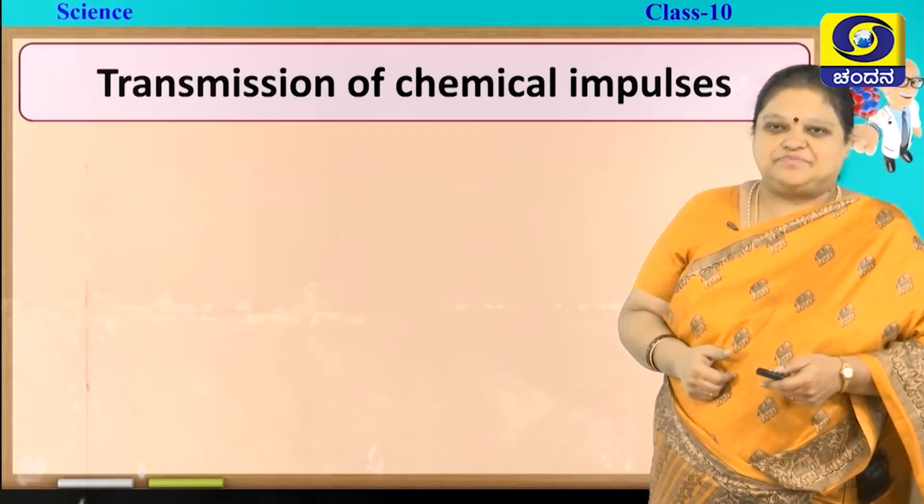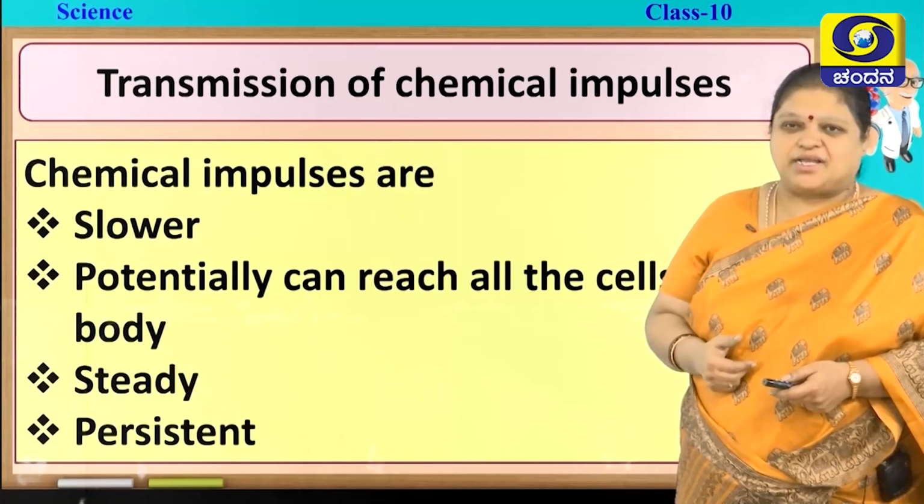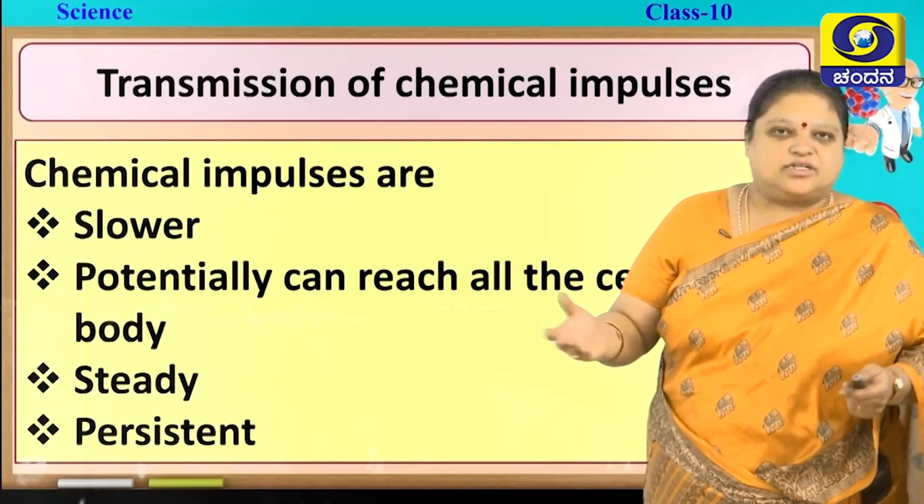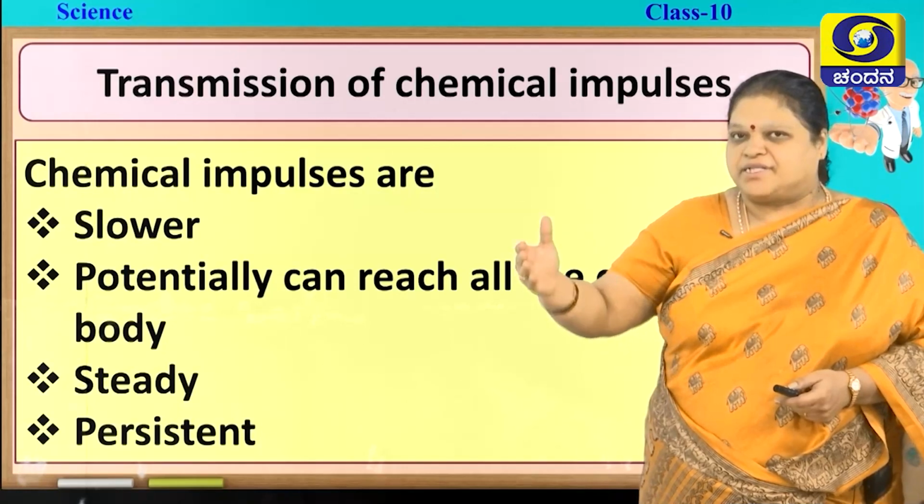Now we will see transmission of chemical impulses. Please make note of it. Chemical impulses are slower, potentially can reach all the cells in the body. They are very steady and they are persistent. Children, you understood how the chemical impulses move.